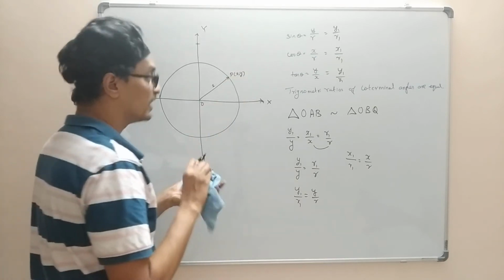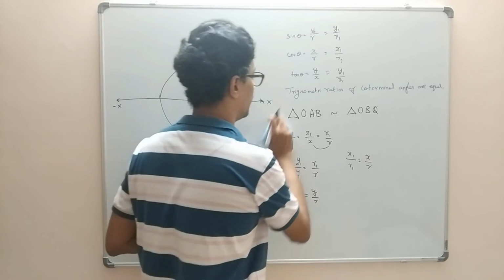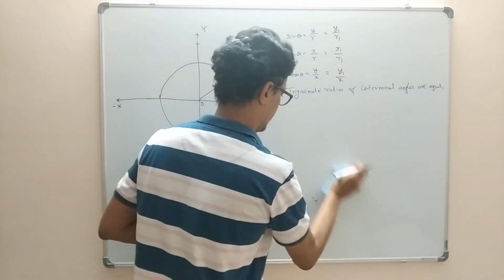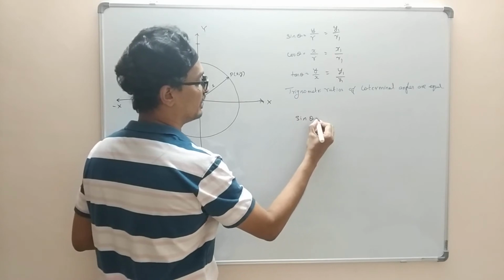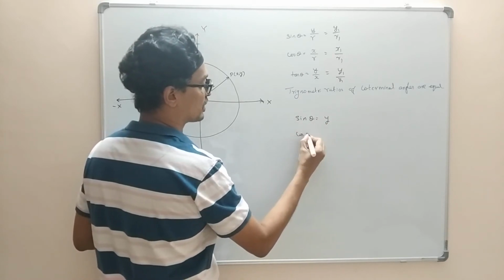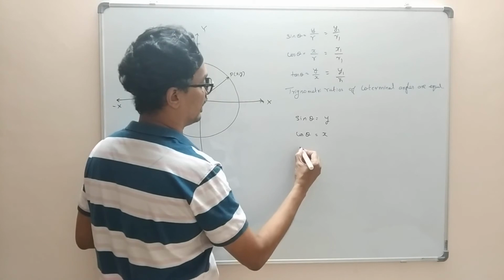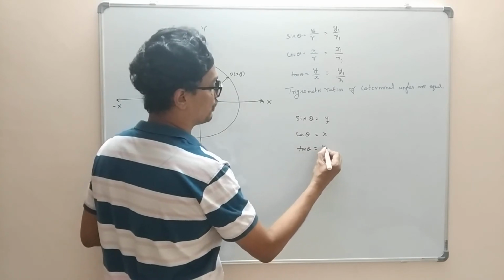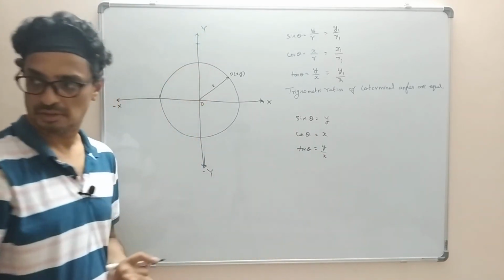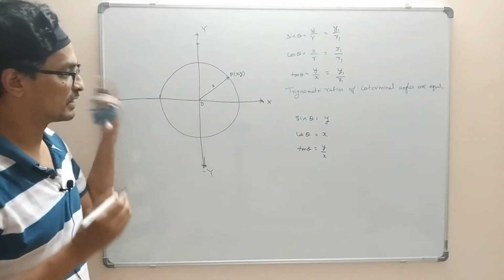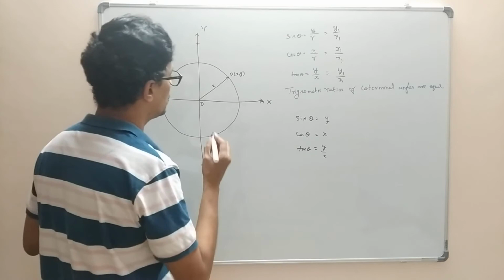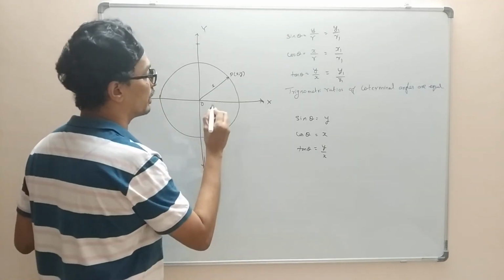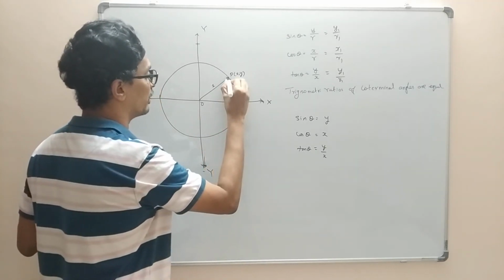So in that case, the trigonometric ratios can be written as sine theta equal to y, cos theta equal to x, and tan theta equal to y by x. Okay? Because radius is 1. And now it's also easier to find your fundamental trigonometric identities.